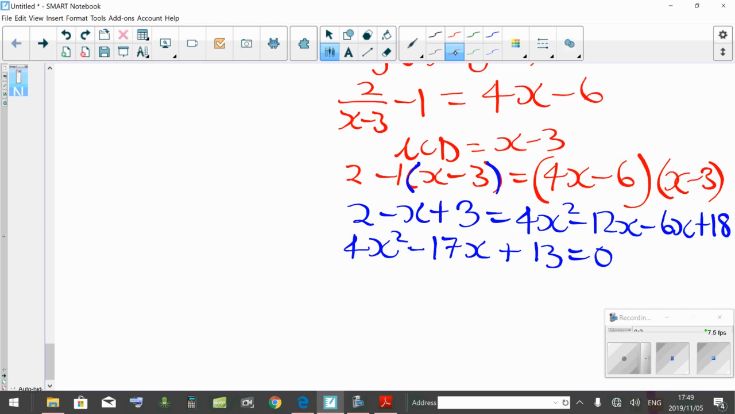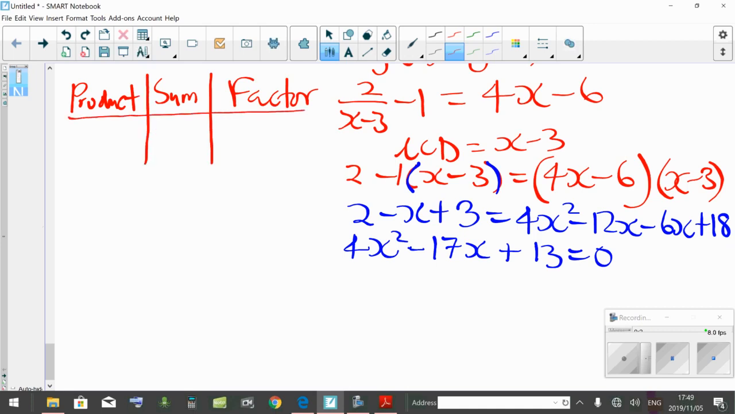Right, we're going to factorize this. Another alternative is to use the quadratic formula. But I'm going to factorize. So I'm going to use product, sum, factor. This is one method I use to factorize quadratic equations which are not so straightforward, especially if the coefficient of x squared is not 1.